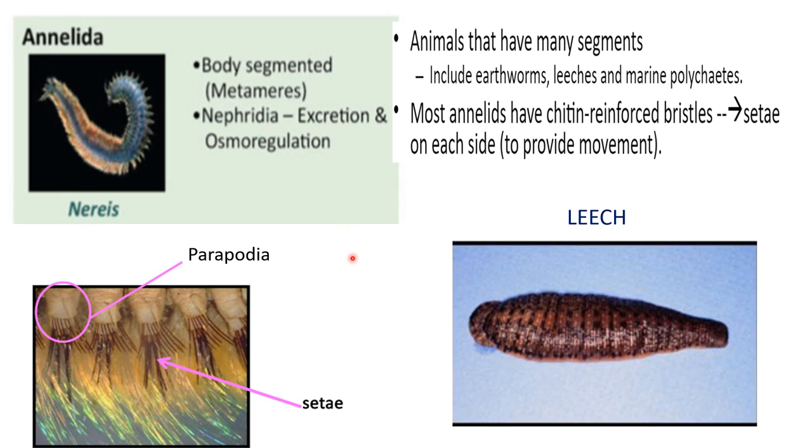In annelids, the development is direct or indirect. If it is indirect, it includes a trochophore larva. Some of the animals are monoecious, like earthworms, while some are dioecious, like Nereis and leech, that is, the male and female organisms are separate.